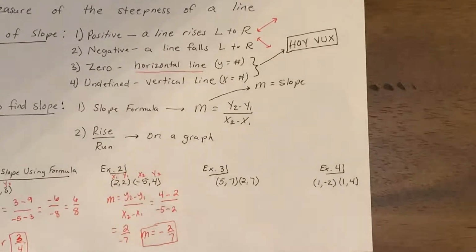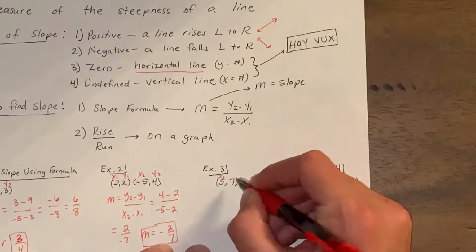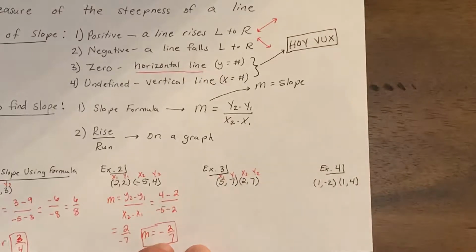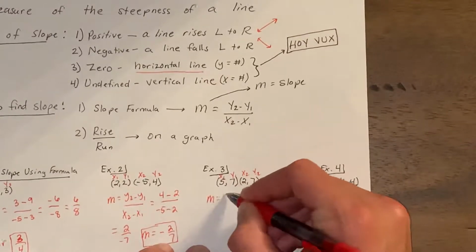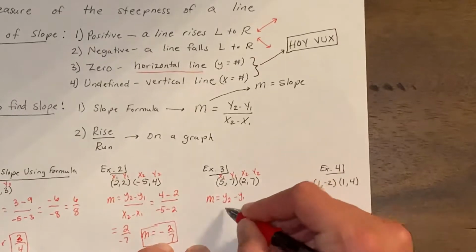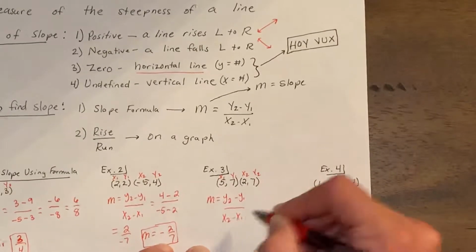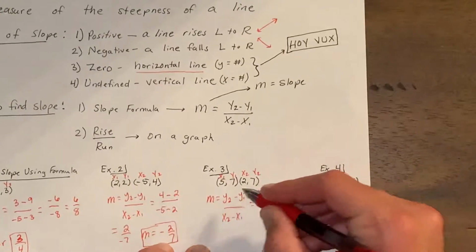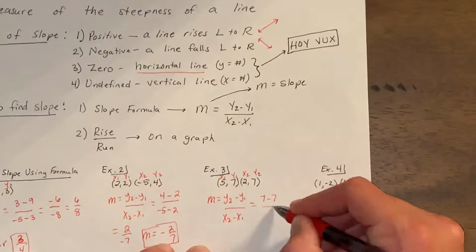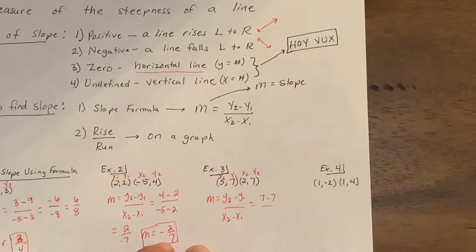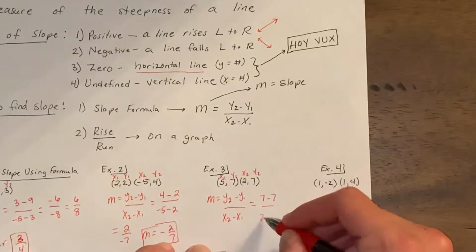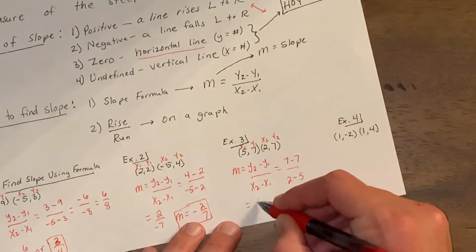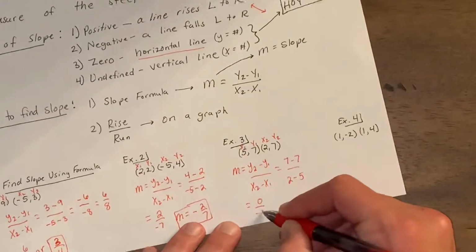Let's look at example 3. Let's label our points: x1, y1, x2, y2. Let's look at our slope formula. m equals y2 minus y1 over x2 minus x1. And plug in my coordinates. y2 is 7, so I get 7 minus 7. So we're going to have something different here. And then x2 is 2, x1 is 5. 7 minus 7 is 0. 2 minus 5 is negative 3.